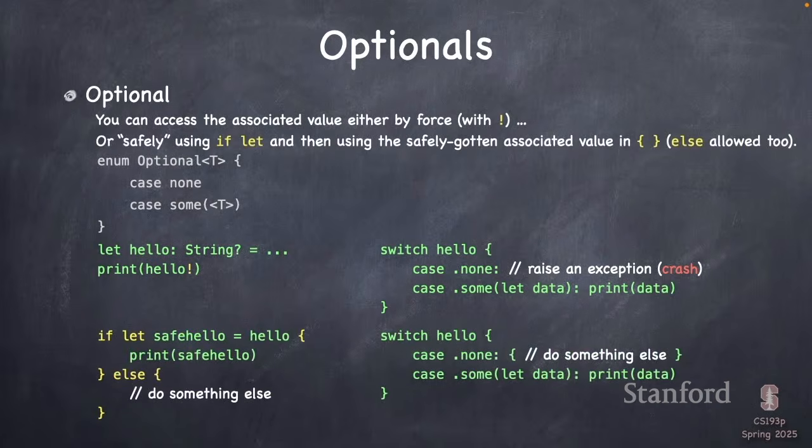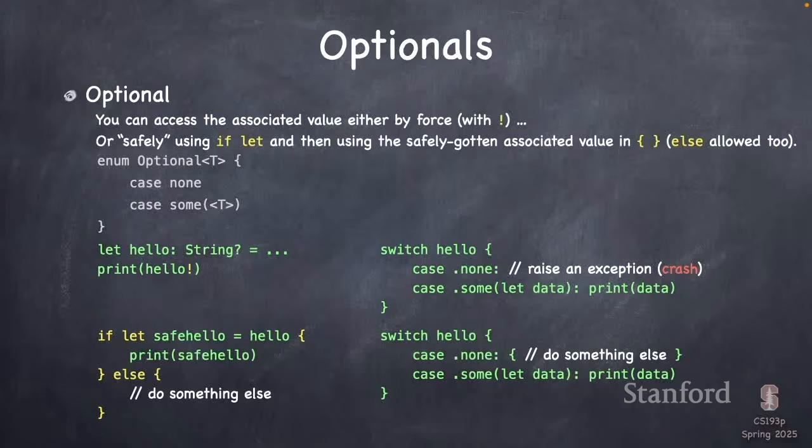So this is the way we mostly get information out of optionals: we use if let. The idea here is we're going to let some variable equal our optional, but only if it's not none. We combine the if and the let in that sentence I just said: if I can let safe hello equal hello, then I'm going to print safe hello. Otherwise, in the else case, I'm going to do something else where I don't need hello, because hello is in the none case, so there's no value for it. You can also see switch hello. In the case of none, I'm going to do something else down at the bottom there. In the case of some, I'm going to do whatever I wanted to do with that data.